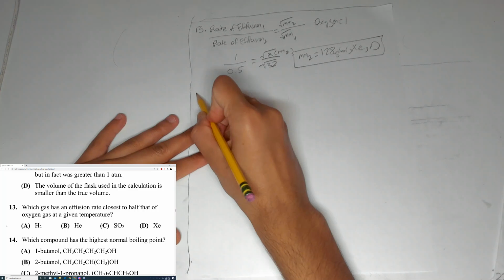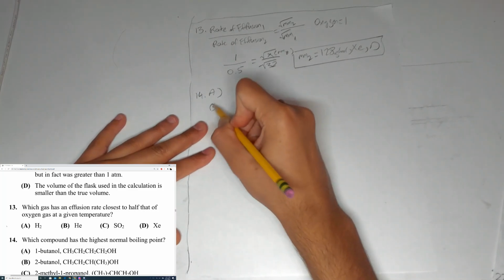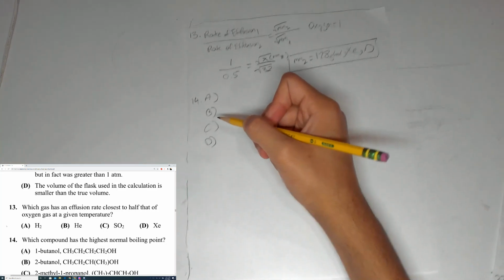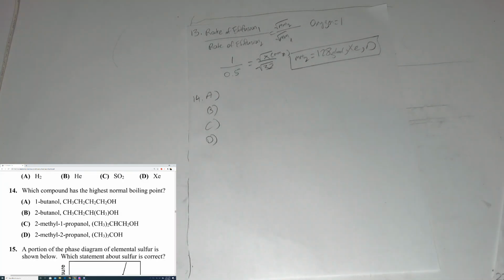So moving on to 14. Which compound has the highest normal boiling point? So I think these compounds are all isomers, all the same molecular formula. So how would you distinguish between the intermolecular forces? Well, they all have the same or similar LDF, right? And they all have hydrogen bonding. But no, that's not the case. This question is about assessing surface area in molecules.